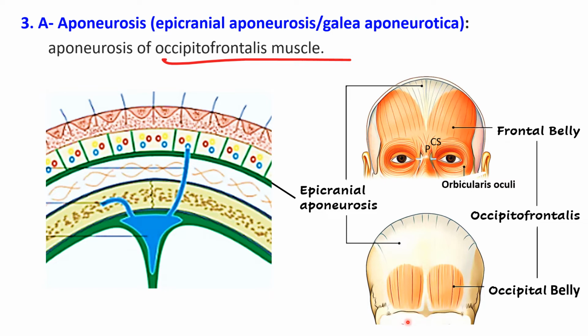They take origin from these lines present on the occipital bone, which are known as the superior nuchal line. Nuchal means neck. So these lines are separating the head from the neck. So superior nuchal line. Which part of the superior nuchal line?